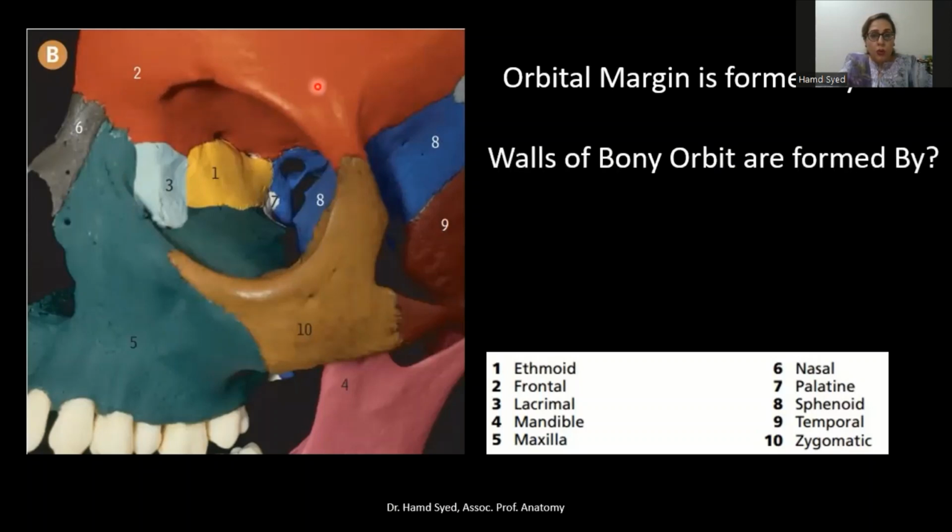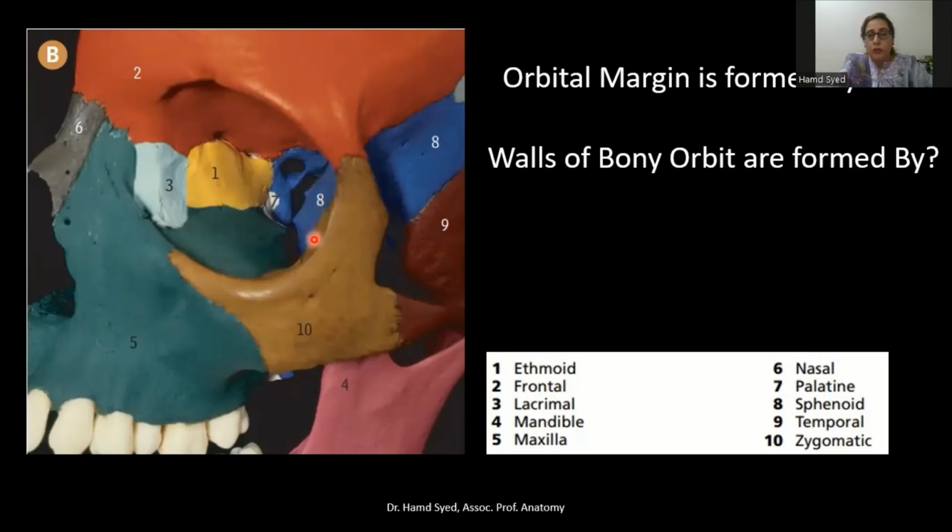Now, what about the walls of the bony orbit? I told you before that the bony orbit is a quadrangular space, so this means it has 4 walls. The superior one is known as the roof of the orbit. The inferior wall is called the floor of the orbit. And then there is the medial wall and the lateral wall.